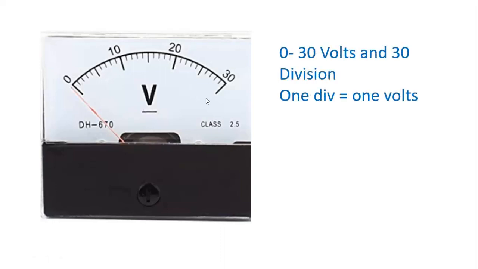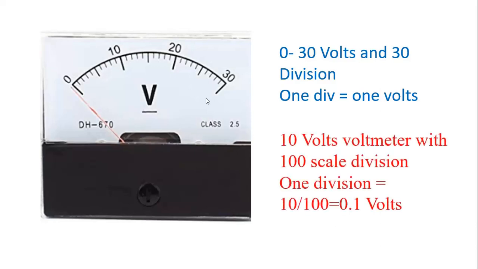Now this is the point that I already explained, what division corresponds to 1 volt here. But in the problem, what is given? It is varying. In the problem the voltmeter is varying from 0 to 10 volts only, with 100 scale divisions. Here from here to here there were 10 divisions, but in our numerical from here to here there are 100 divisions, which means one division will be equal to 10 divided by 100, that is equal to 0.1 volt.